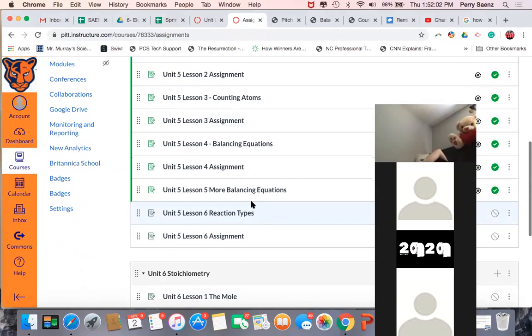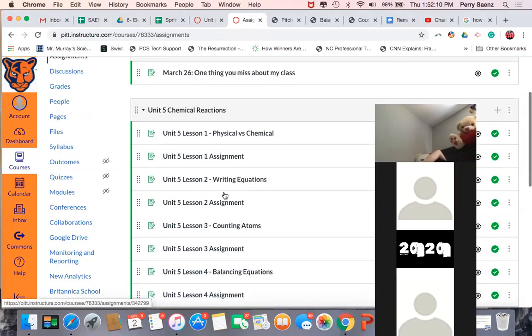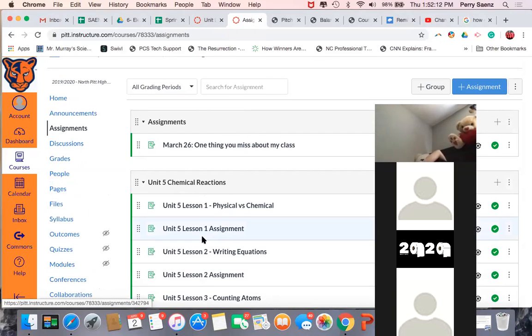So you see how more balancing equations is in green? That means tomorrow's assignment is active. Now the announcement isn't up there, but if you go over to assignments, it'll show up. So if you want to get more practice, it's up there.